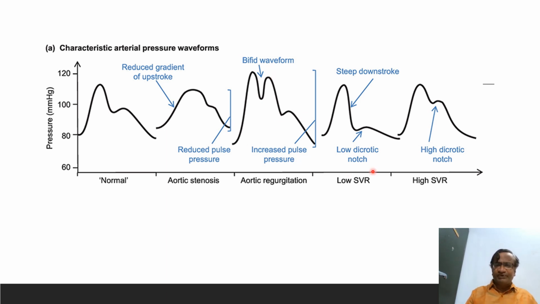Now you can see the dicrotic notch is low and there's a steep downstroke. This means the SVR is low. Systemic vascular resistance is low. If you have a high SVR, see the dicrotic notch is up and this is flat and this is not steep like this as in low SVR. So if you have a curve like this, then you are dealing with a patient with high SVR. If you have a patient with this, then we are dealing with a low SVR.